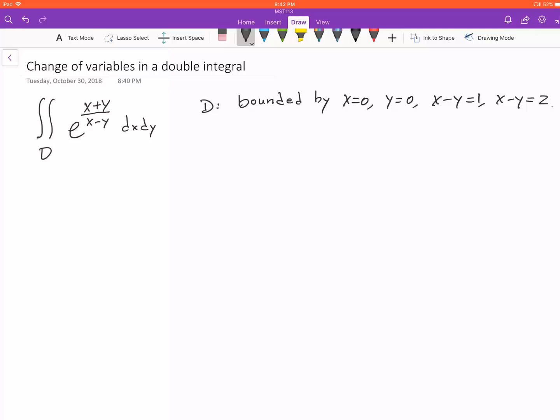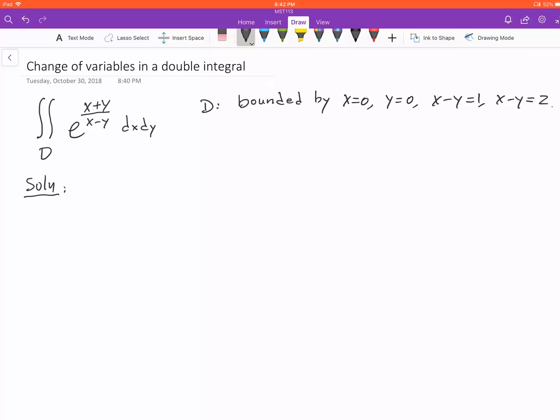Okay, let's look at an example of changing variables in a double integral. This is an example from the textbook, but we want to go through the details and also illustrate how we can solve similar problems. First, we need to identify the equations that we want to use, the new variables.